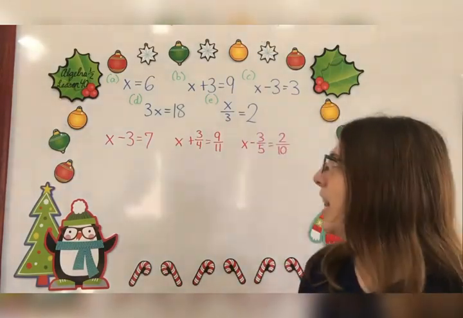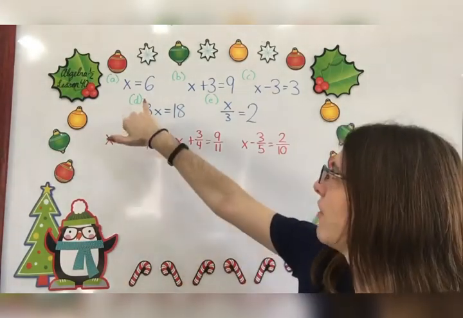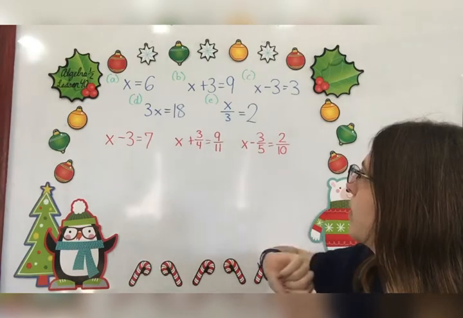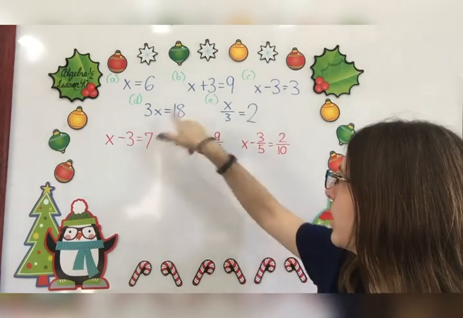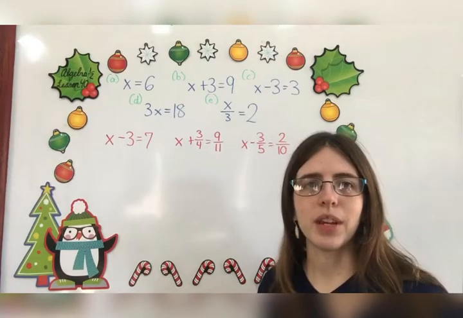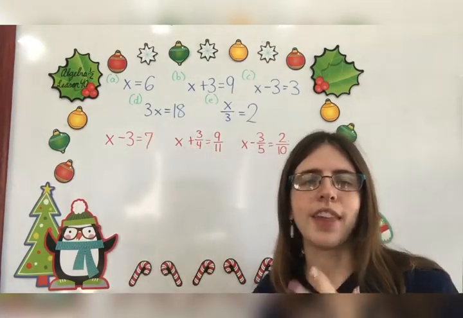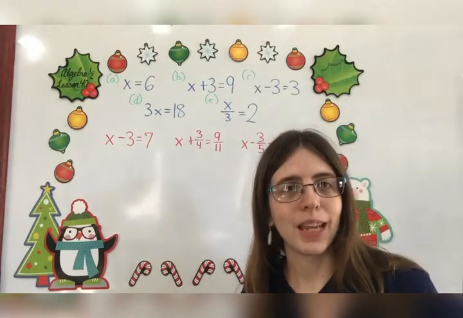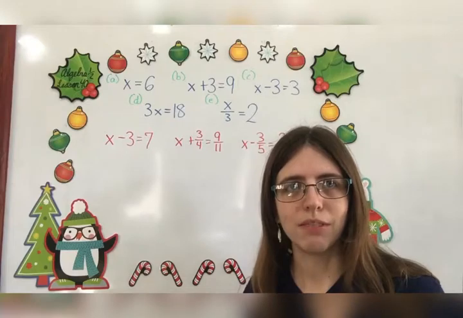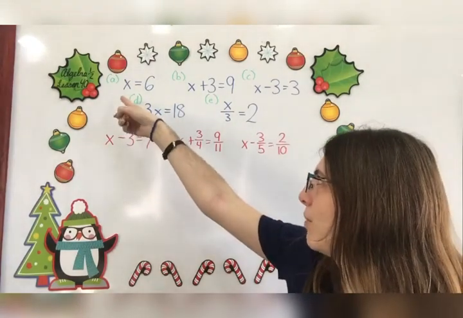But first, let's look at these equations that I have in blue. So I have x equals 6, x plus 3 equals 9, x minus 3 equals 3, 3x equals 18, and x over 3 equals 2. All of these are very different equations with how they are being worked and how you solve them. However, they all have the same solution. X equals 6. The very first one is easy. It tells us that without having to do any work.